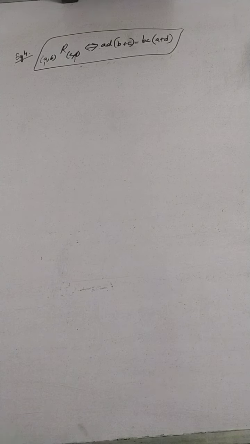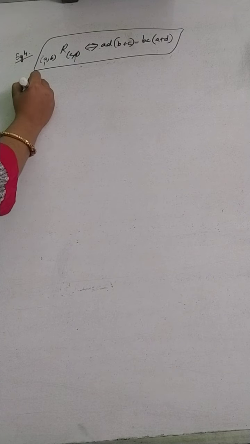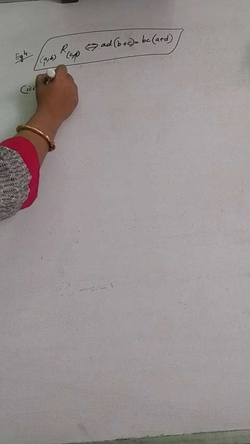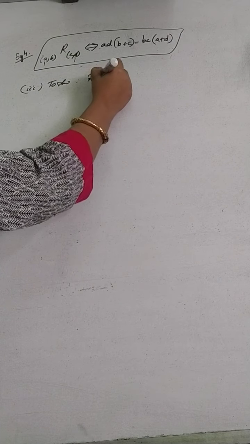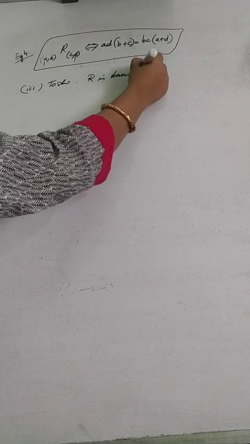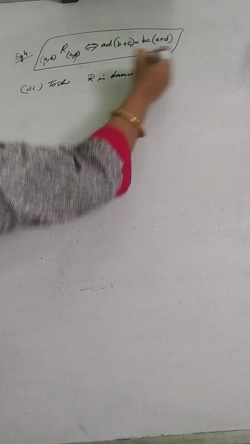So we have seen that R is reflexive and R is symmetric. Now we will see whether it is transitive or not. So part 3, that is, we will see whether R is transitive or not. How will we show that?